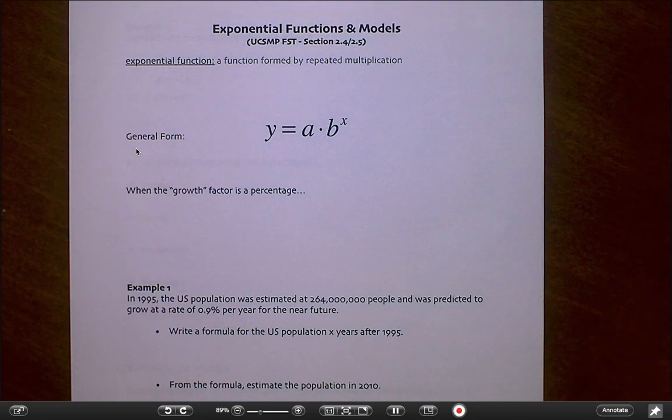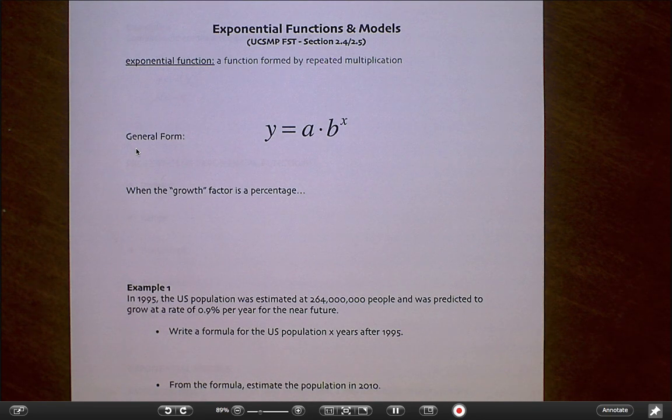Everyone. So this set of notes technically covers two lessons, lessons 2.4 and 2.5. All of that's related to exponential functions and exponential modeling. In this first video I'm going to cover just part of the notes, and then I'll do a second video to cover the second half. So let's review what we remember about exponential functions.